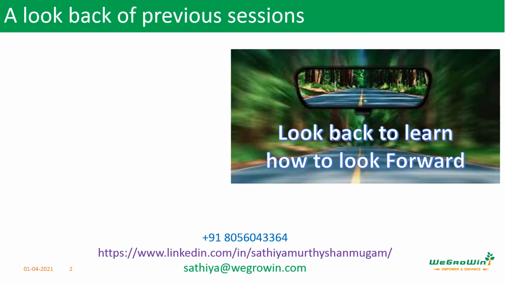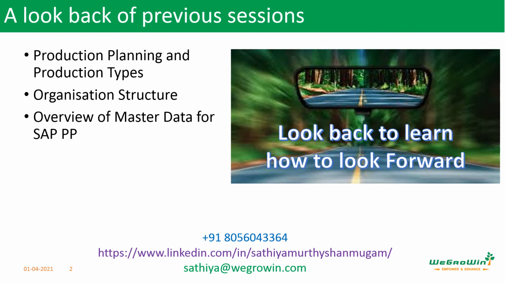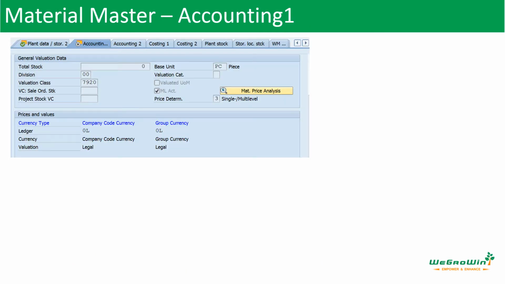So what did we discuss so far? So far we discussed production planning, what the different production types are, how they are treated in SAP, what the organization structure in SAP is, and the overview of master data required for SAP production planning. And we covered material master like basic views, purchasing views, four MRP views, work scheduling view, forecasting views, and storage views. In this session, we'll be talking about accounting 1 and accounting 2, costing 1 and costing 2 views.